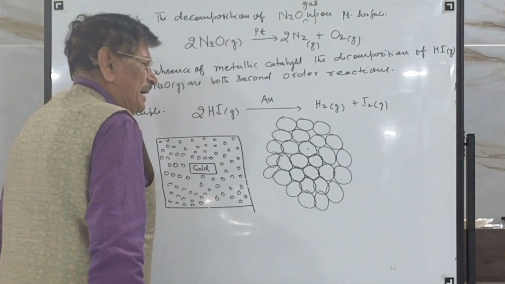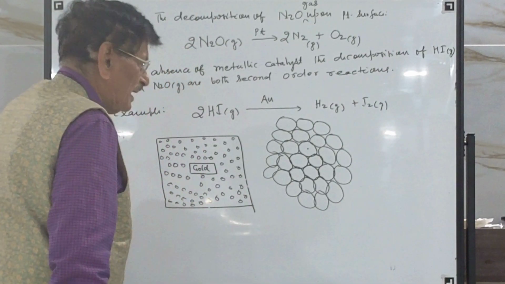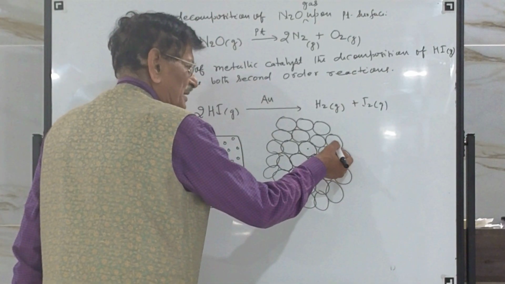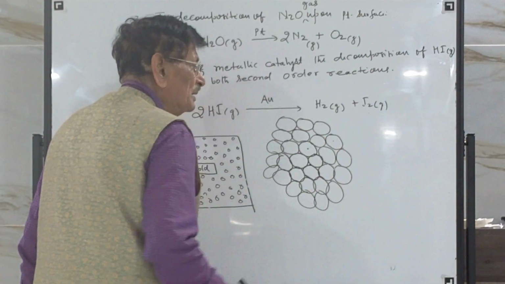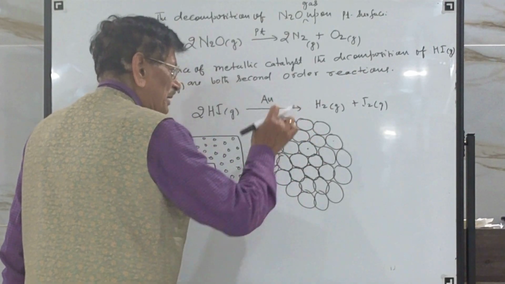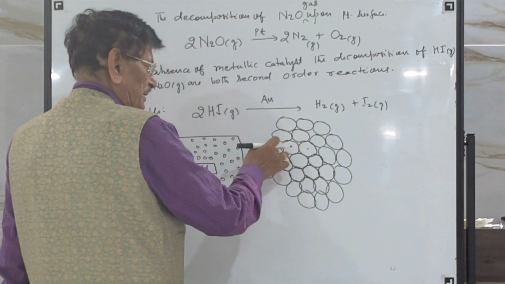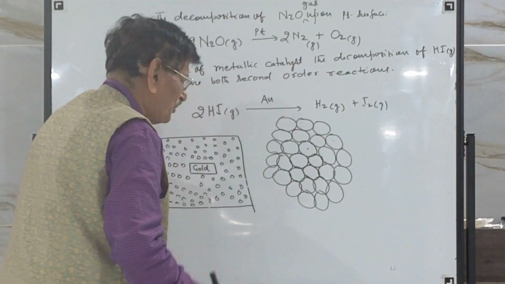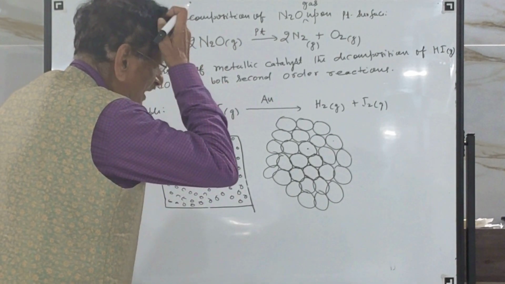you consider any atom which is not in the interior, which is on the surface. For example, suppose this atom. This is on the surface. This is surrounded by only four atoms. This atom is also surrounded by only four atoms. This atom is surrounded by only three atoms. This is also surrounded by four atoms. Okay.